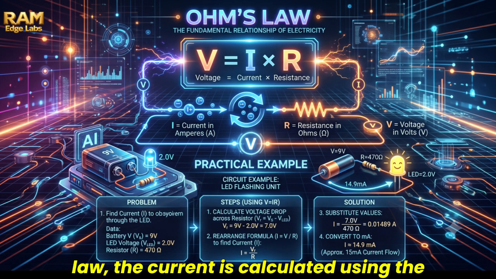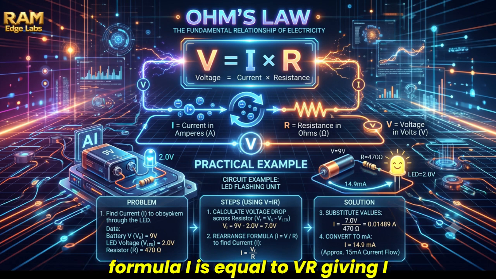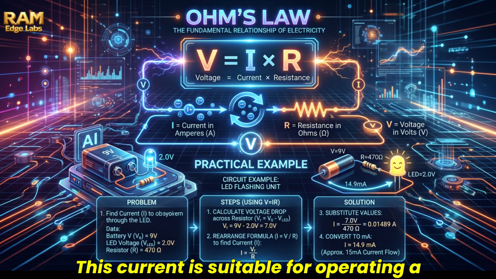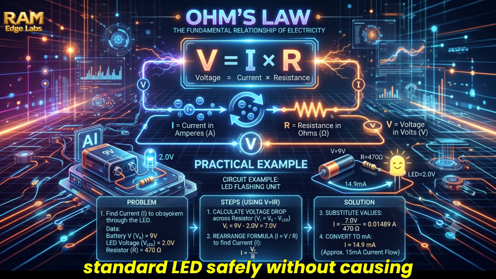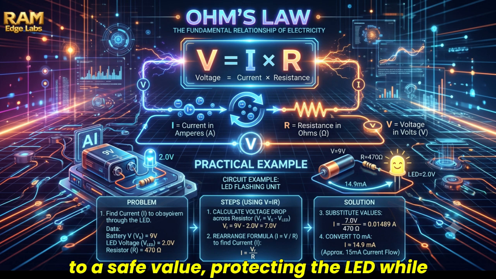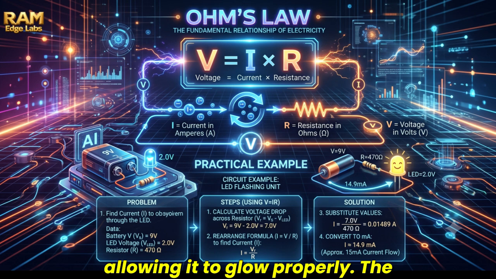Applying Ohm's law, the current is calculated using the formula I = V/R, giving I = 7V divided by 470 ohms = 0.0149 A, or approximately 14.9 milliamperes, about 15 mA. This current is suitable for operating a standard LED safely without causing damage. The resistor limits the current to a safe value, protecting the LED while allowing it to glow properly.